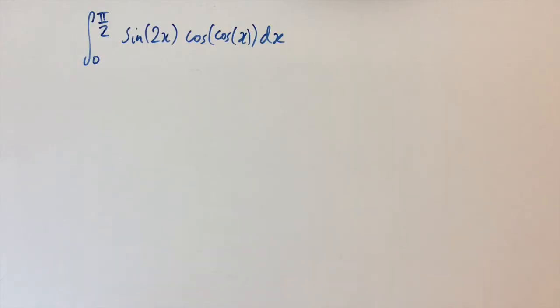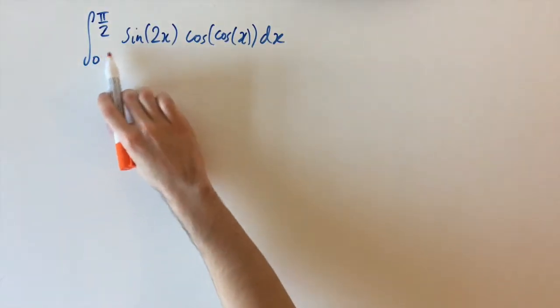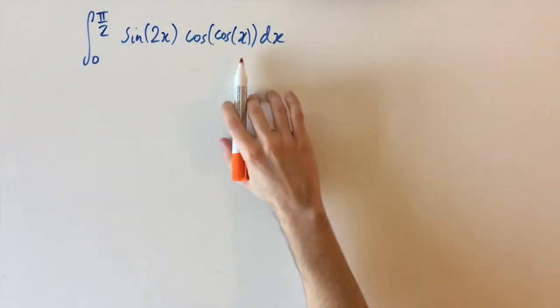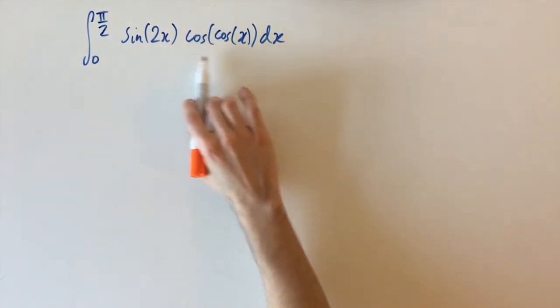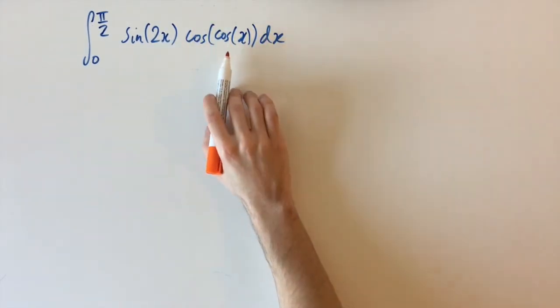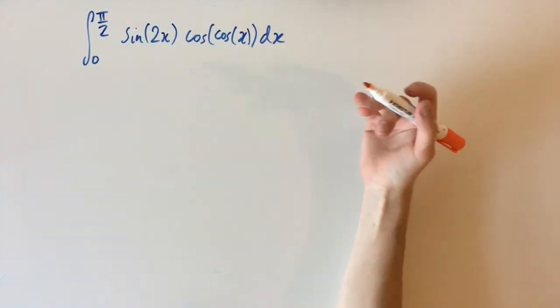Okay, so we're looking at the integral between the limits of 0 and pi over 2 of sine of 2x times cosine of x dx. Now this second term is actually quite complicated. We want to simplify this, and a way to do this is to use the substitution method.